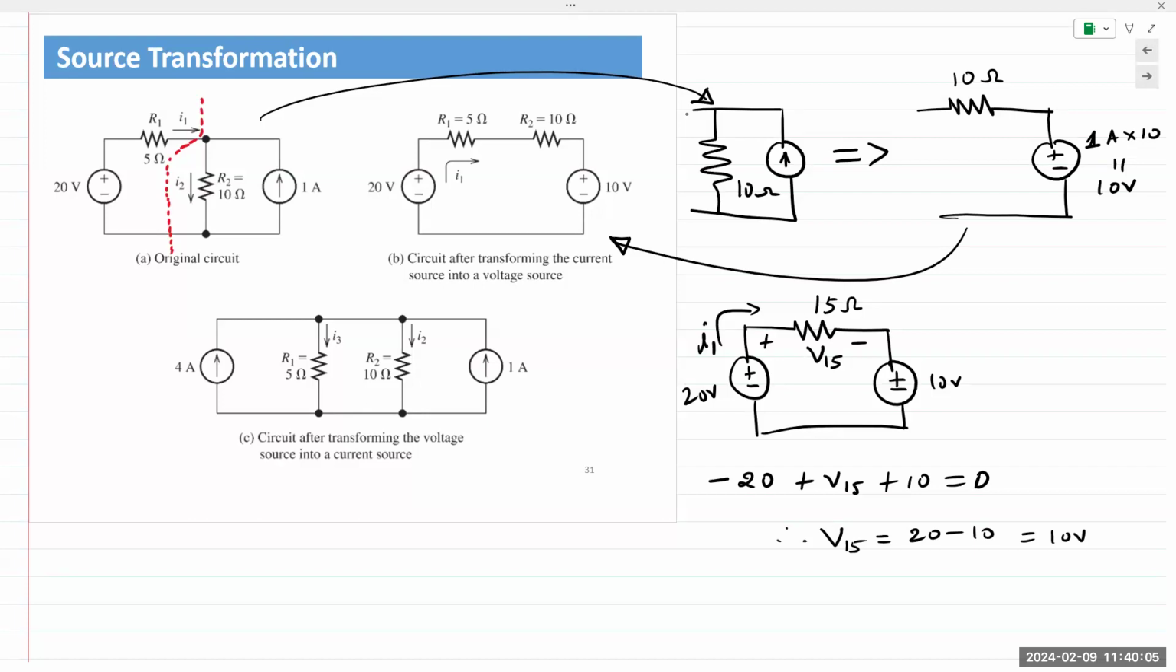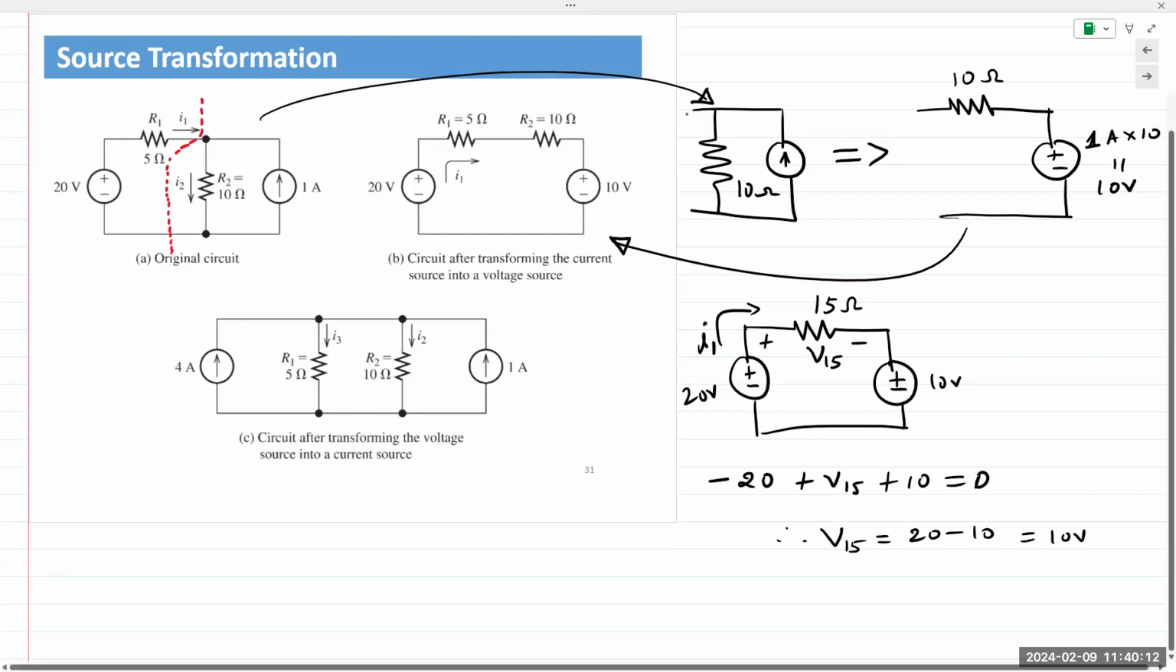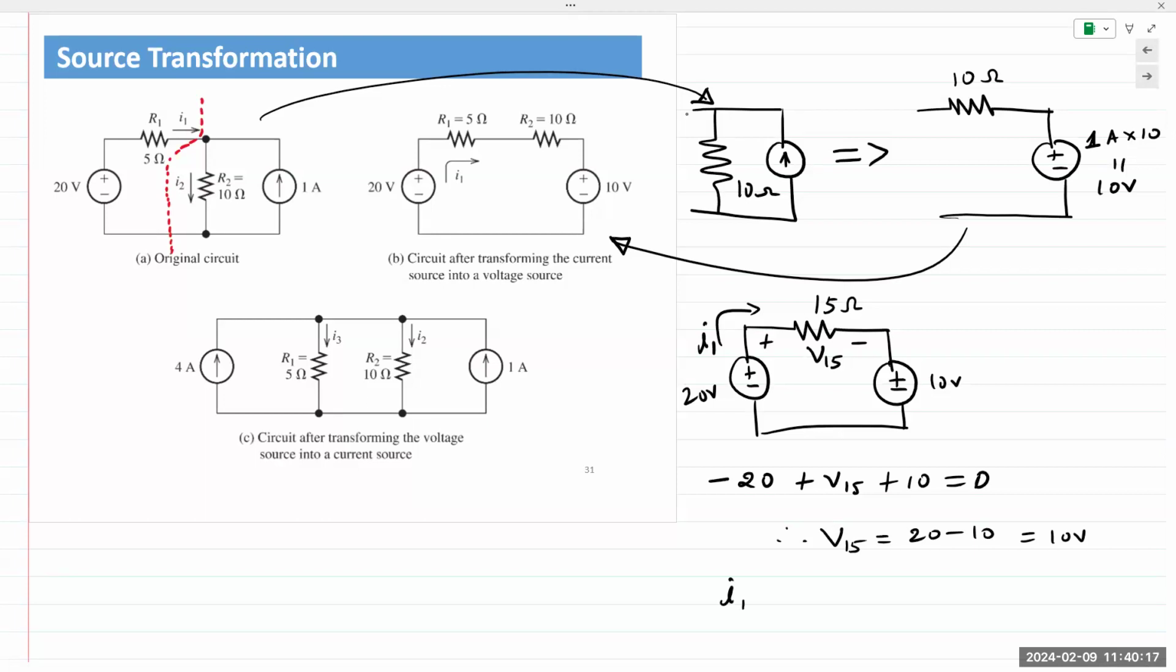It's Ohm's law. Ohm's law relates to the source transformation. And then another one-step answer is applying Ohm's law, and we can find I1. 10 volts by 15, 0.667 amps. So no superposition, no mesh current analysis, no node voltage analysis. You can find the answer in like 2 steps by doing a source transformation. Make sense?